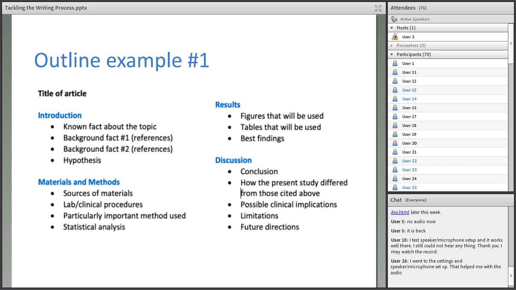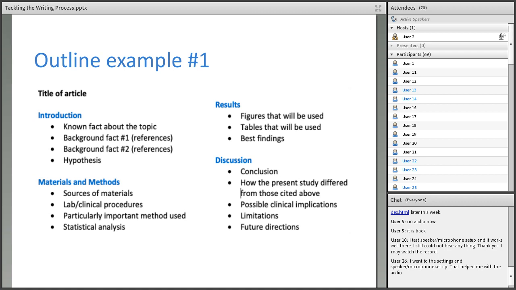In the results, you can list some figures or tables that you're going to use, as well as writing down some of the best findings that you obtained. In the discussion section, write down your conclusion, how your findings differed from those described previously, some of the possible clinical implications of your findings, the limitations of your study, and as always, try to minimize that as much as possible, and the future directions of research in your field.